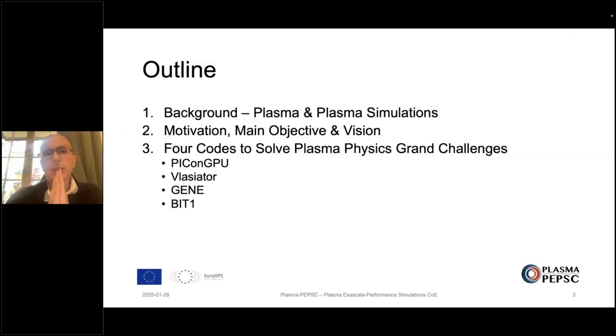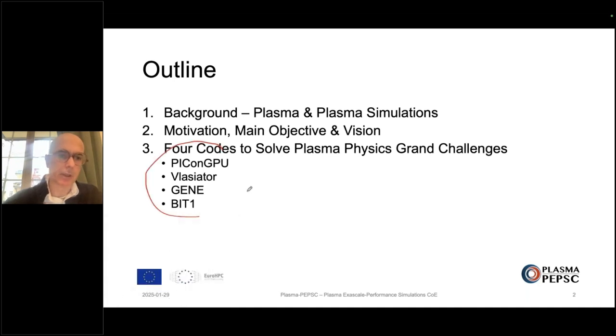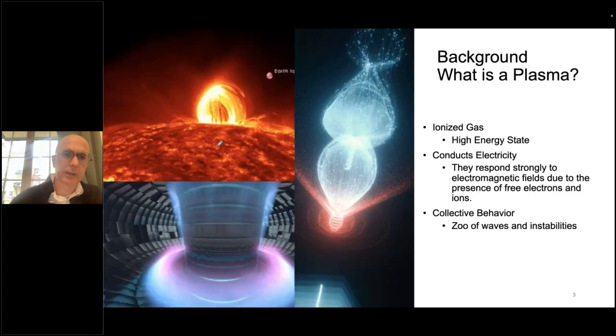I will just give as a starting point some background about what is a plasma, what is a plasma simulation, and why plasma simulations are complex and difficult and require a scale machine. I will just give a little bit of motivation, and then most of my talk will revolve around these 4 codes. I will explain what the features of these 4 codes are, what the scalability is, the work that we are doing, and the next steps.